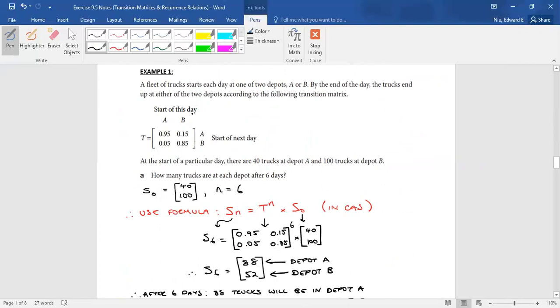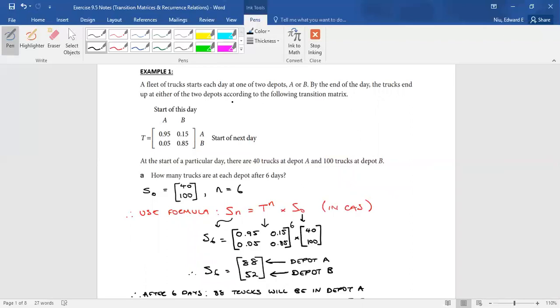Anyway, here we've got an example that's pulled from, I think, exercise 9.4 as well. Not sure, but what we're dealing with is a fleet of trucks which start in either depot A or B at the start of the day, and by the end of the day, the trucks end up at either depot A or B. So if you think about a truck company, if you have a station out west and a station out east, and you had to do a delivery all the way out west, let's say Warrnambool, well, you're not going to drive past the western depot and store your truck back in the eastern depot per se.